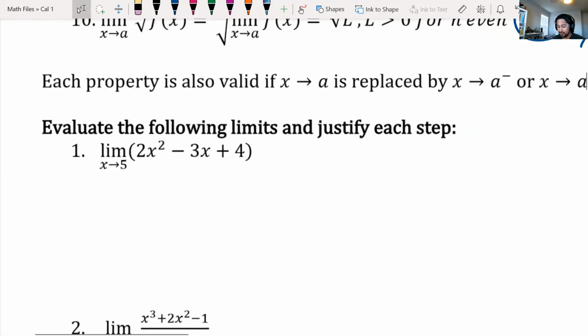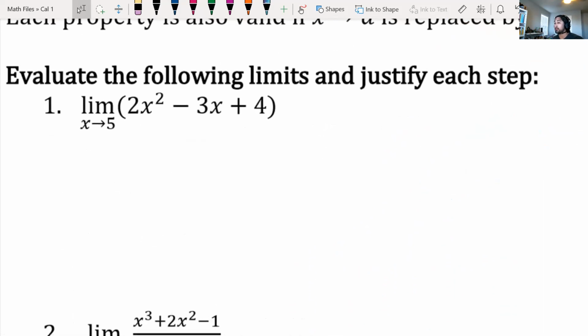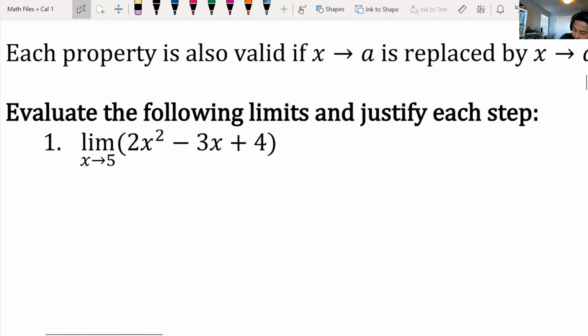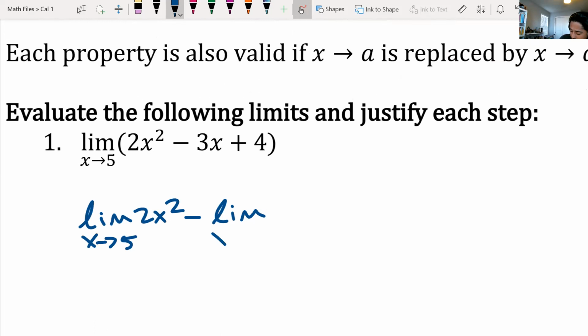So this first example is just to show you how the properties work. So we have for number 1, the limit as x approaches 5 of 2x squared minus 3x plus 4. So what I want to do is expand this by the limit properties. So if I expand this, how many limits will I have? 3. Good. So this will become the limit as x approaches 5 of 2x squared minus the limit as x approaches 5 of 3x plus the limit as x approaches 5 of 4.